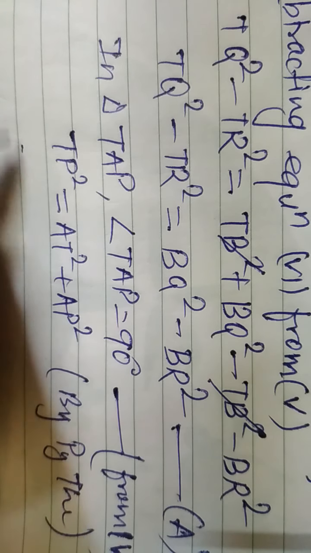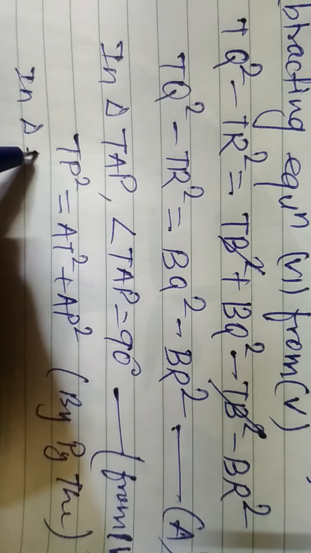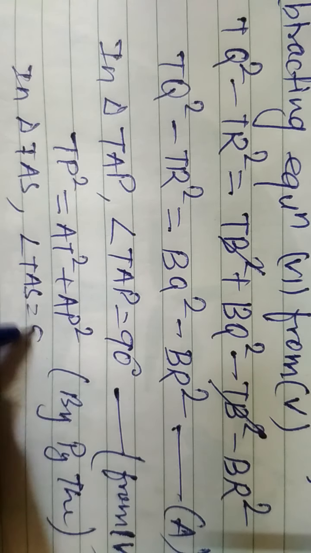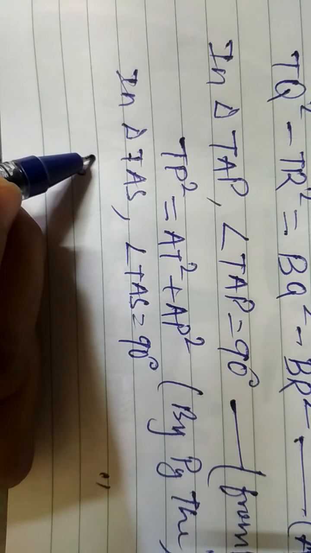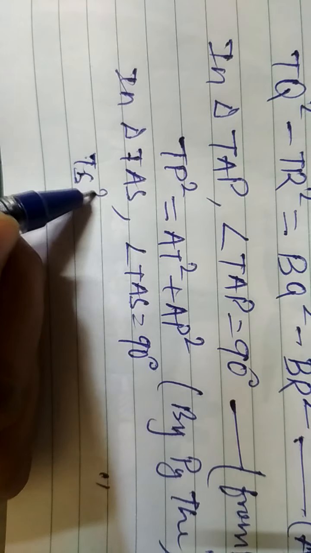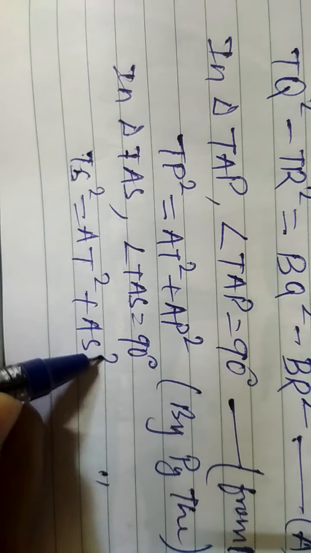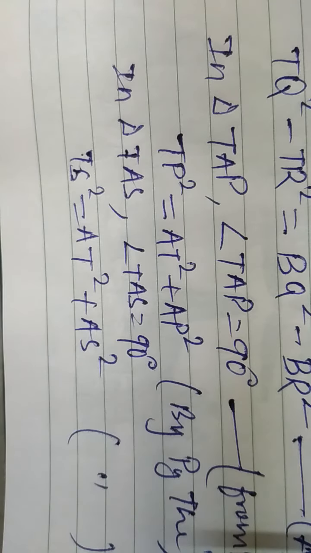Again we will take the other triangle. Which one? Triangle TAS, where angle TAS equals 90 degrees. Here we will use the same Pythagoras theorem and we will build the formula, that is TS square equals AT square plus AS square. We will call these two equations 7 and 8.